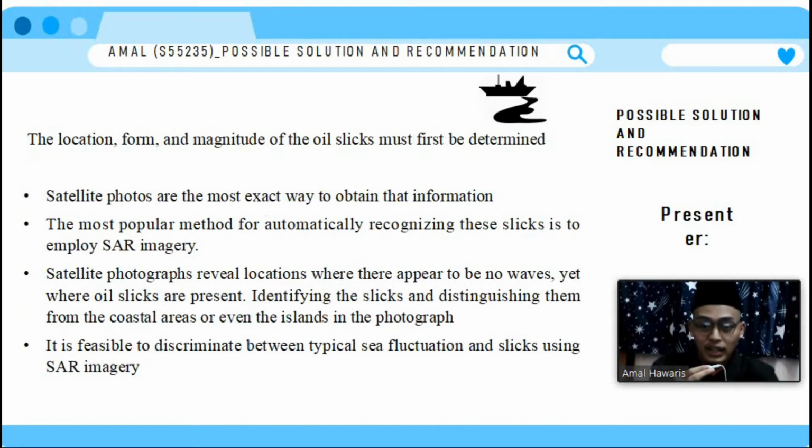First, the location, form and magnitude of the oil slick must be determined. Satellite photos are the most exact way to obtain this information. The most popular method for automatically recognizing slicks is to employ SAR imagery. Satellite photographs reveal locations where there appear to be no waves, yet where oil slicks are present. It can identify the slicks and distinguish them from the coastal area or even an island in the photograph. It is feasible to discriminate between typical sea fluctuation and slicks using SAR imagery.